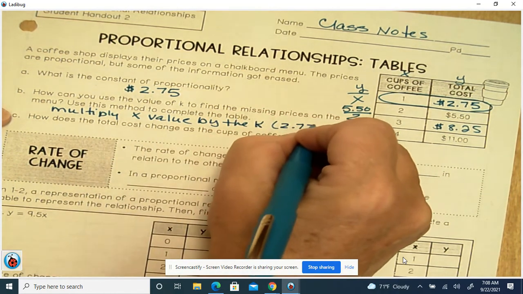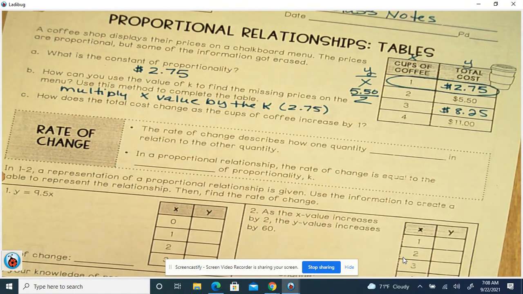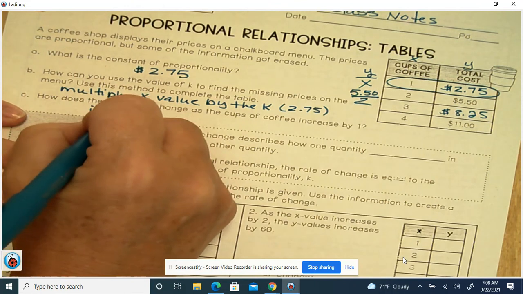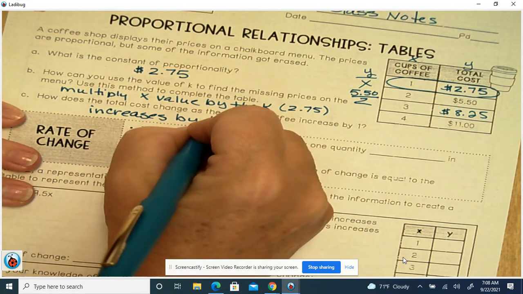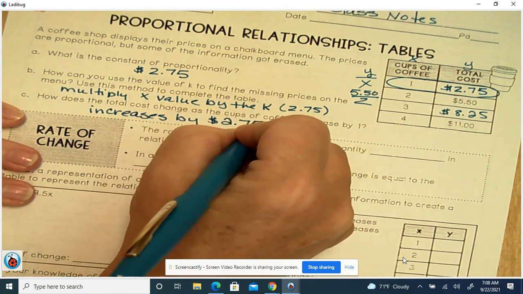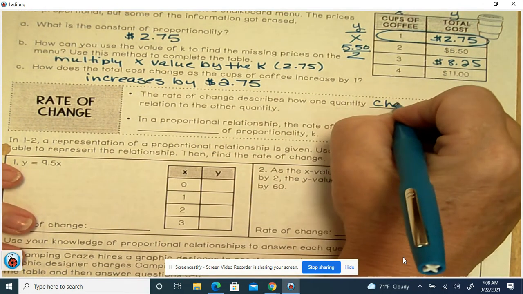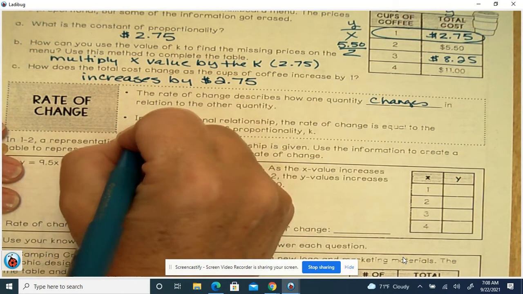How does the total cost change as the cups of coffee increase by 1? It increases by 275. The rate of change describes how one quantity changes in relation to the other quantity. In a proportional relationship, the rate of change is equal to the constant of proportionality.